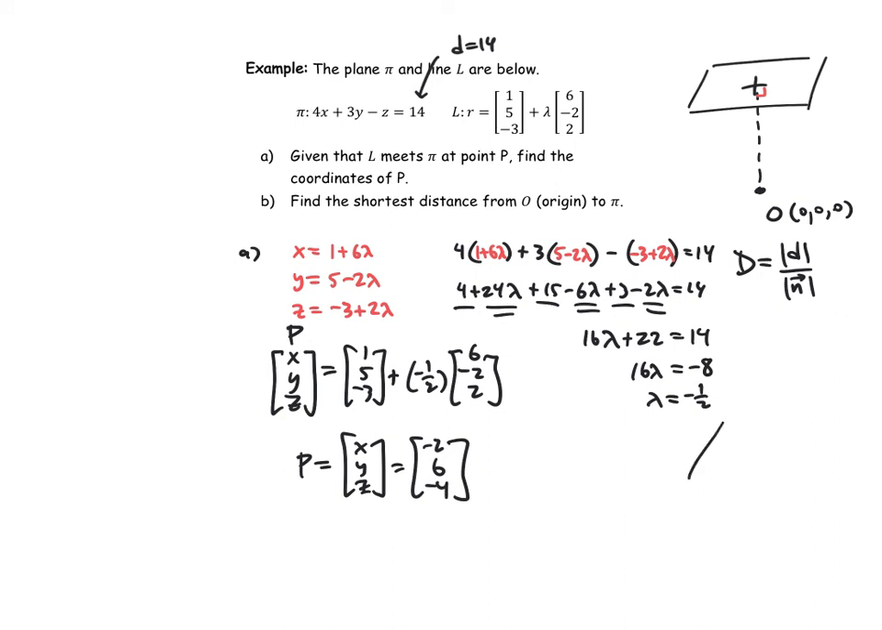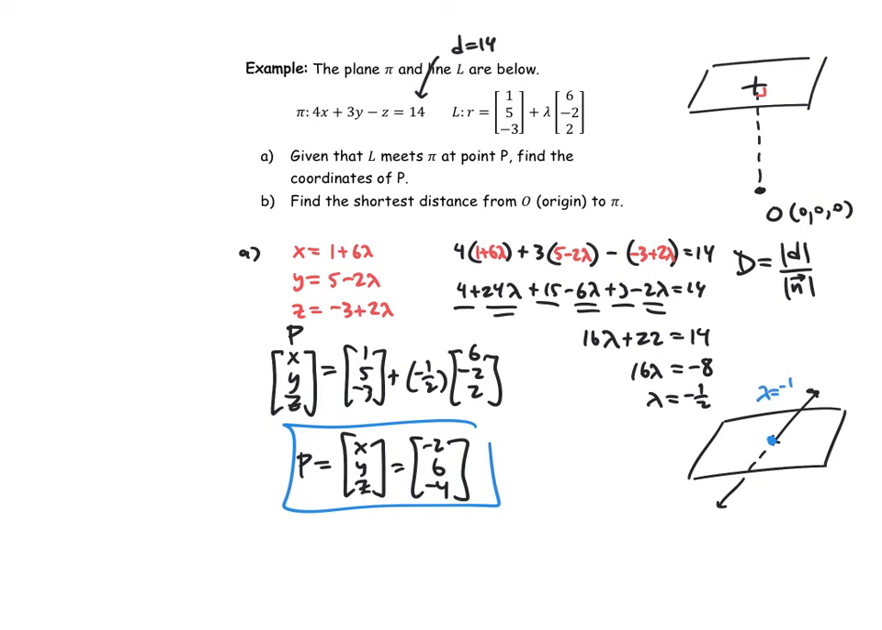So whatever this plane and line look like, I don't know what they look like, but I can tell you that this point right here is point P. That's the point of intersection, and that occurs when lambda equals negative half. Okay, now let's look at part B. We'll just do the mechanics of this.